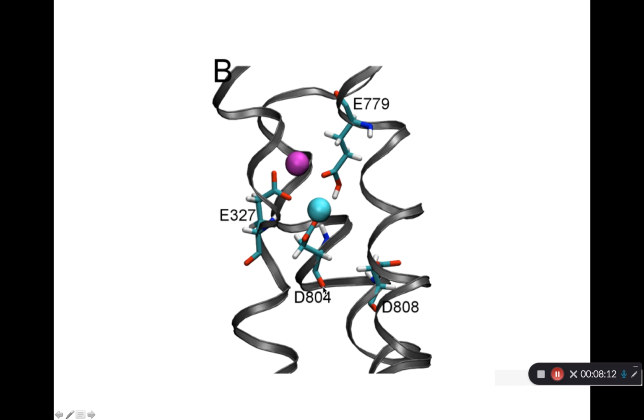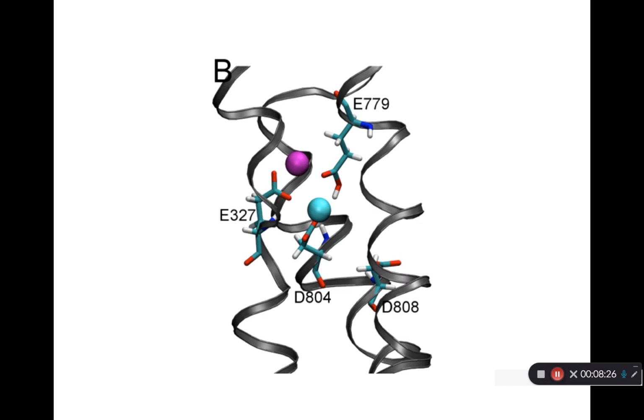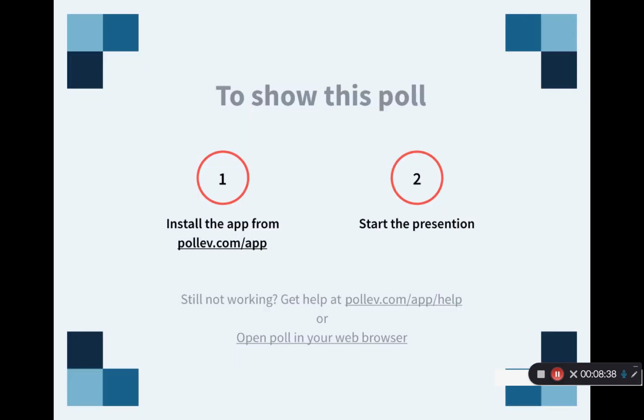So this spontaneous ion binding may not be entropically favorable, but the strong electrostatic interactions between these ions and the amino acids make a very big enthalpic contribution, so that the enthalpy dominates and the negative change in entropy does not dominate. So the enthalpy change is very, very negative, and therefore this process is spontaneous. There may be some other details involved. For example, these ions might still fluctuate inside the ion binding site and may have some entropy, but we will not go into the details of these.